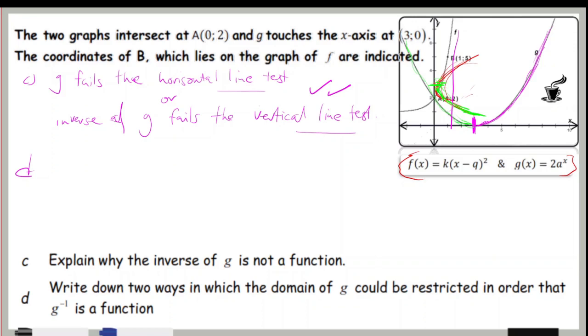To answer the question, we can say x needs to be greater than or equal to 3, or x needs to be less than or equal to 3, because it's the domain and the turning point. Either of those restrictions will make the inverse of g a function.